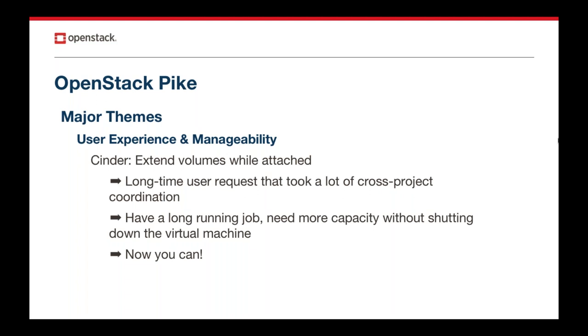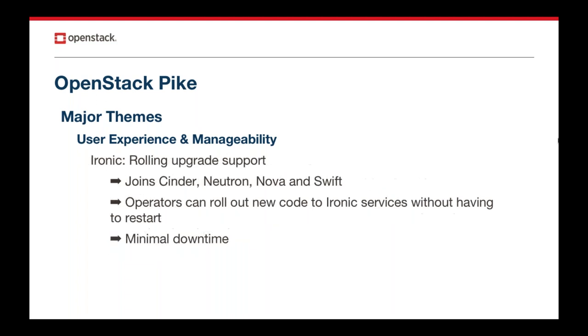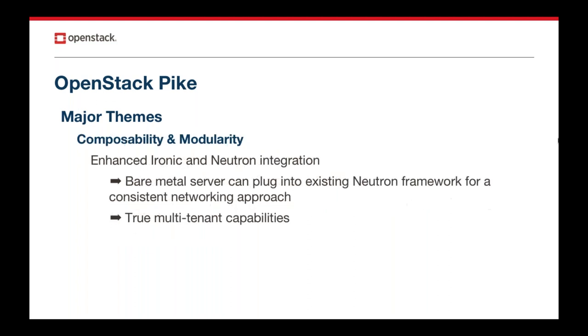For Ironic, the Ironic team has rolled out rolling upgrade support. Most of the core services have had this, but now Ironic also enables operators to update the underlying control plane for Ironic without having to restart the Ironic services or incur any downtime on the fleet of bare metal servers that are running your business workloads. So this was a great update for manageability and for ongoing maintenance of the cloud.